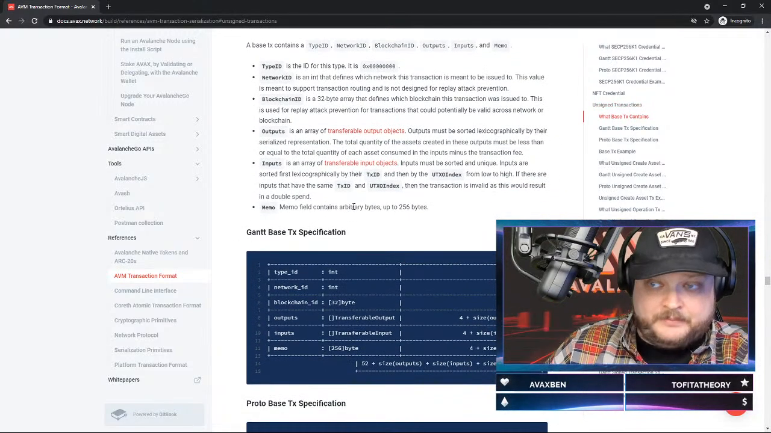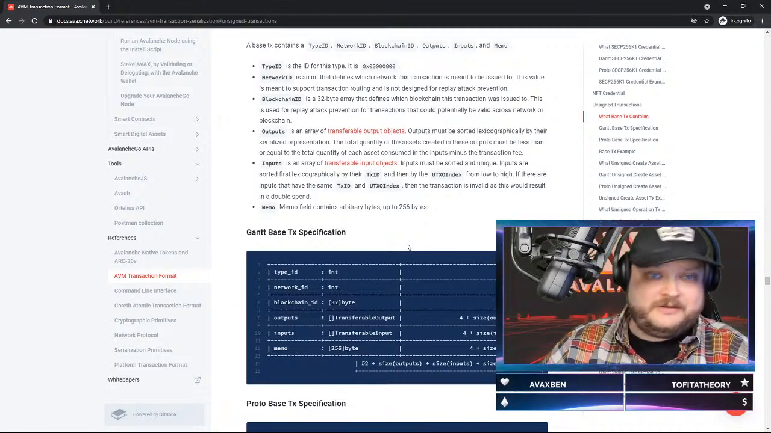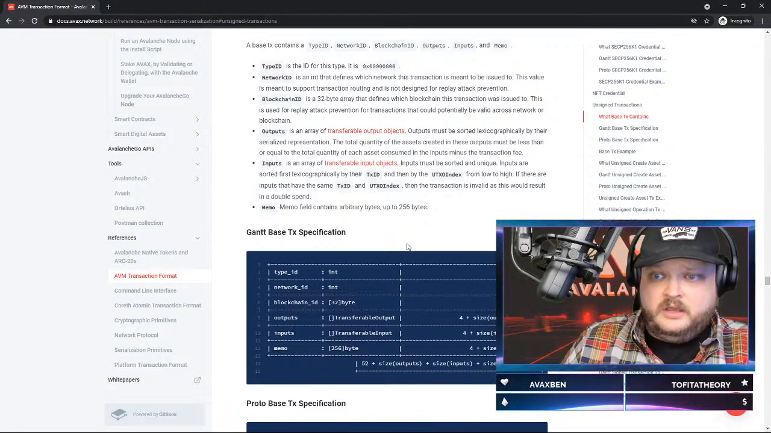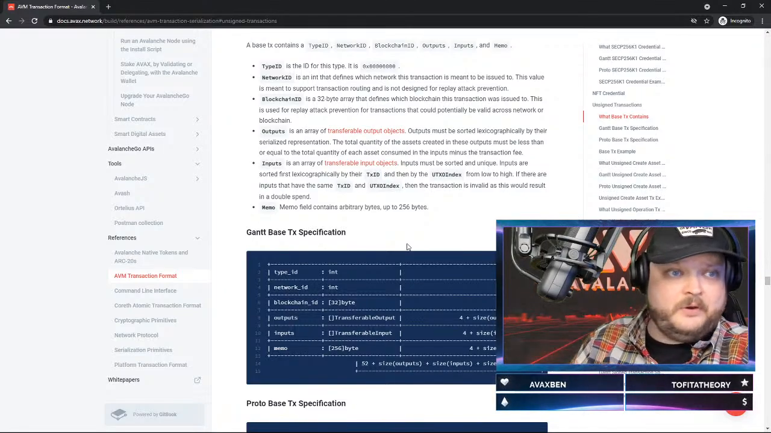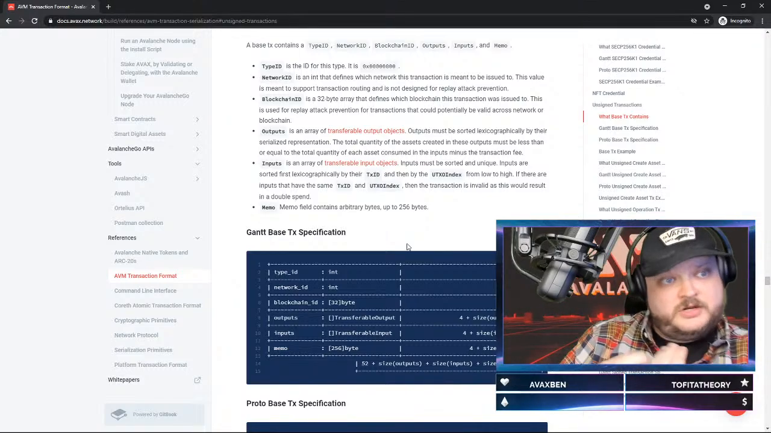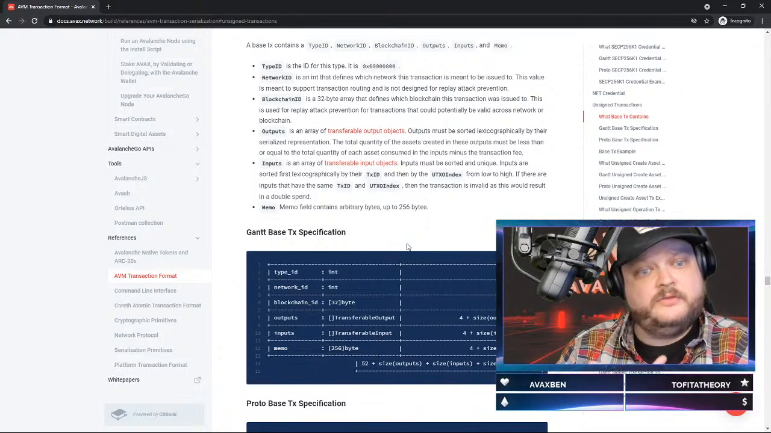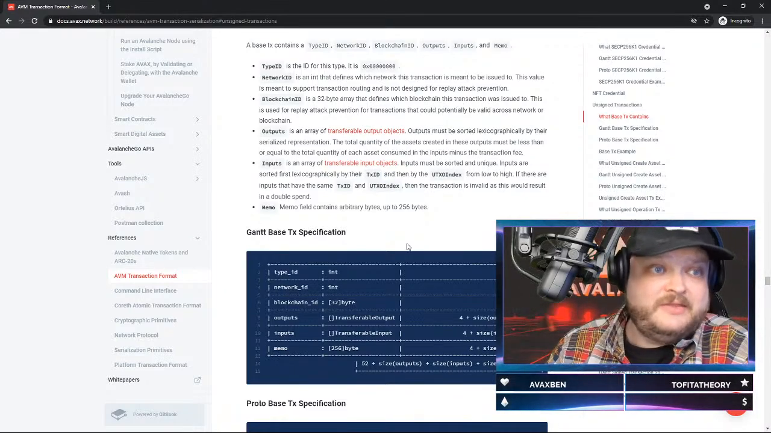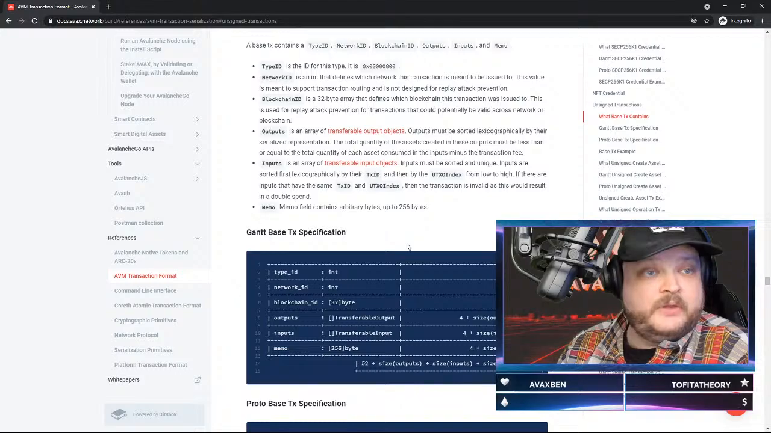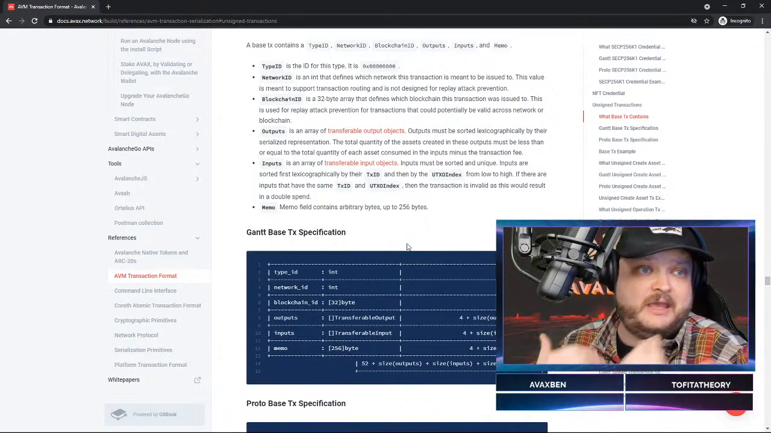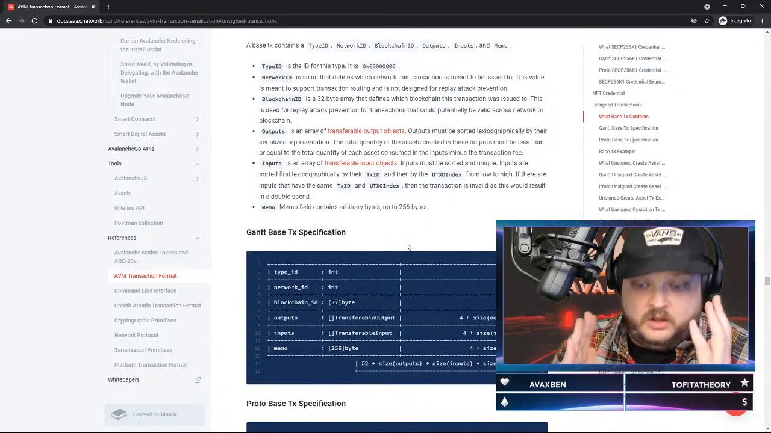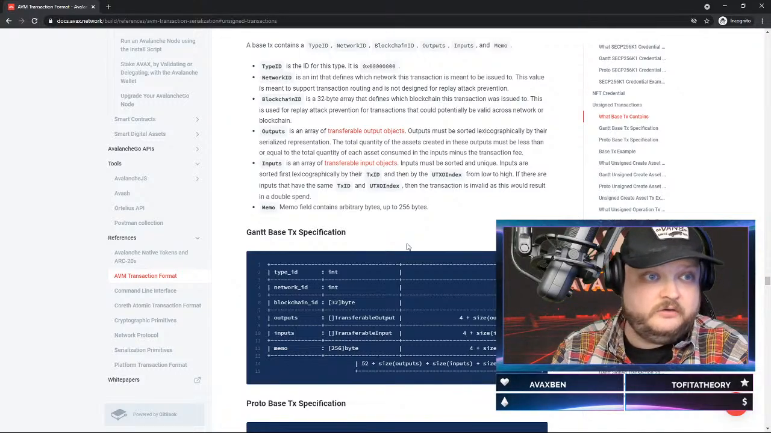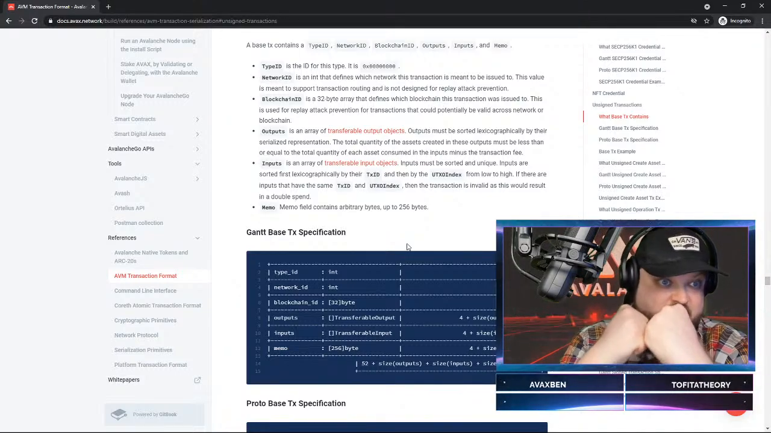And this general wrapper has the transaction type, which prefixes it. It has the network ID. So it actually literally says this transaction can only be executed on this network. So you will never have an actual test network transaction that can execute on main network. It has a blockchain ID. So it actually says, hey, this blockchain is the only place this transaction can occur. So it literally restricts this transaction to that blockchain.